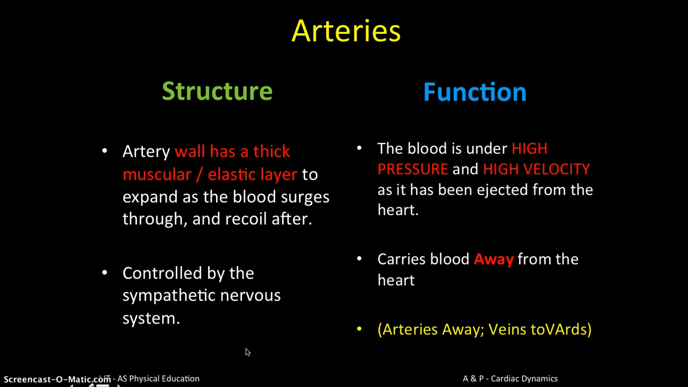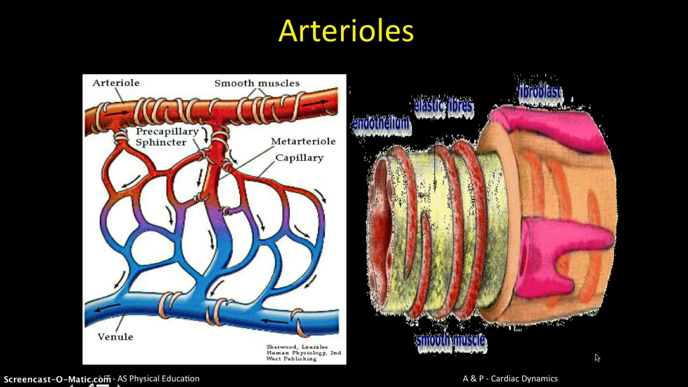They're controlled by the sympathetic nervous system and generally take blood away from the heart. A silly little way of maybe remembering is arteries away, veins take blood towards the heart. Might help you remember which is which. Arterioles, however, are kind of different vessels totally. So we've got the one big artery, the aorta, we've got smaller arteries sending blood over to different areas of the body, and then we've got arterioles which have a different job.